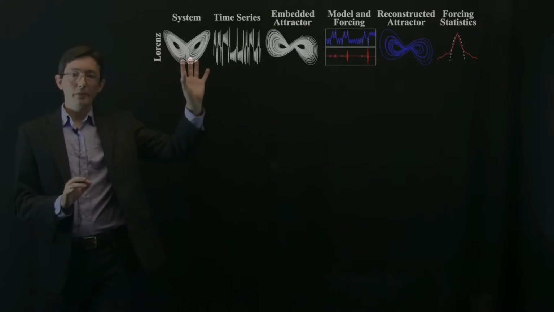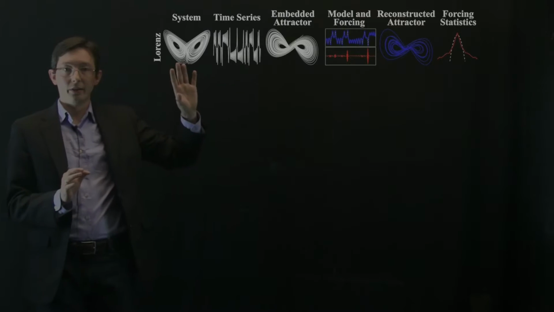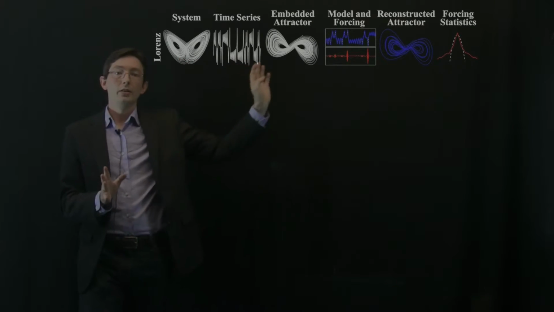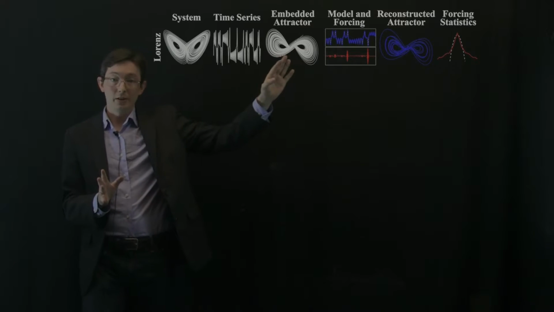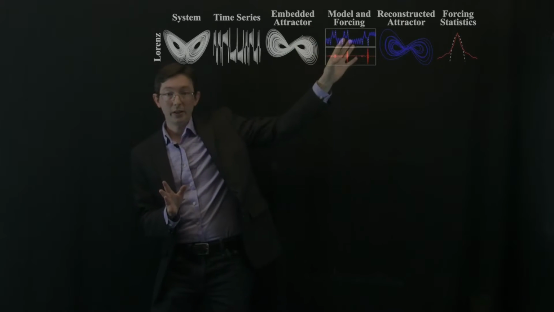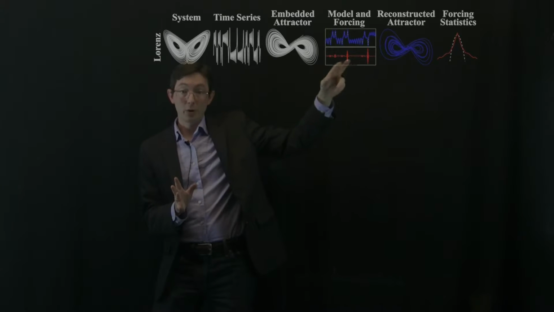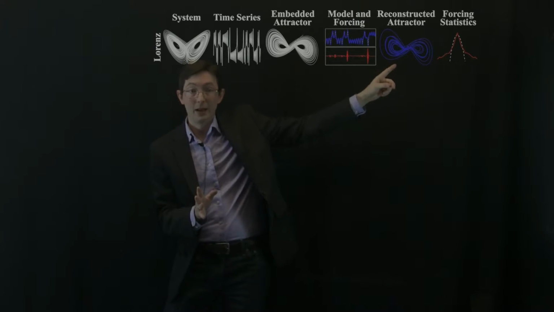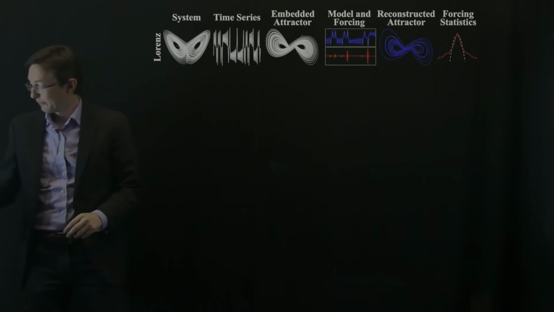Okay, so you can take all of the pieces of that HAVOK analysis on Lorentz. You have the system, you measure some aspect of the system, you build time delay coordinates and get an embedded attractor. You can then build a linear model with a forced linear model. You get a good reconstructed attractor when you do that, and you have some forcing statistics.